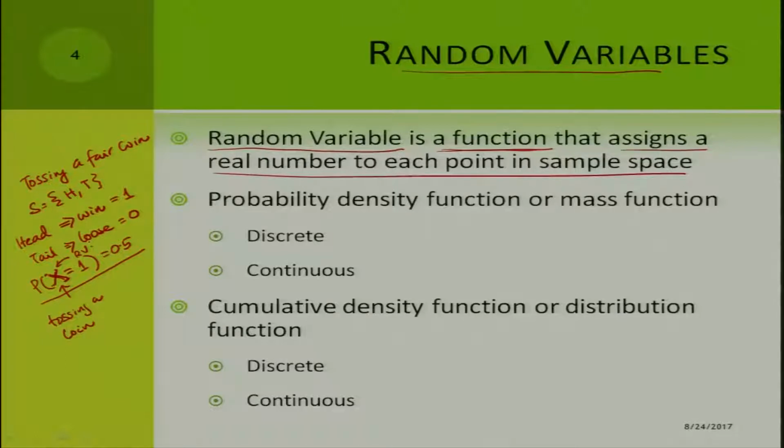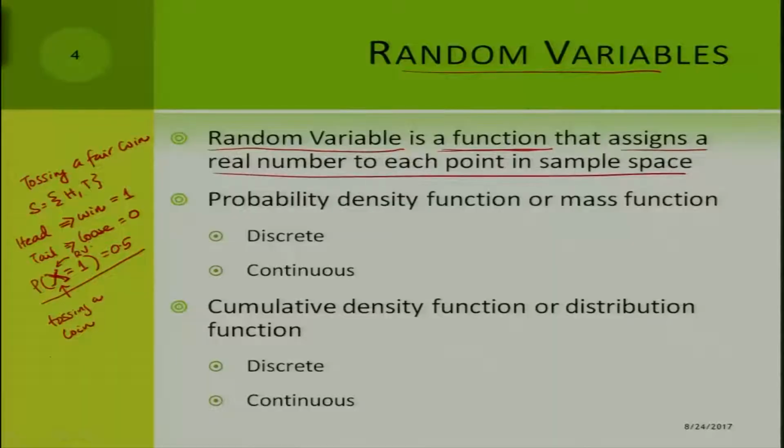So, a random variable allows you to map the outcomes of an experiment to a real value. On the same line, I can also say that the probability of X equal to 0 is 0.5, which means if I toss a fair coin and I get a tail, that probability is also 0.5. So, this random variable denotes the experiment of tossing a coin.